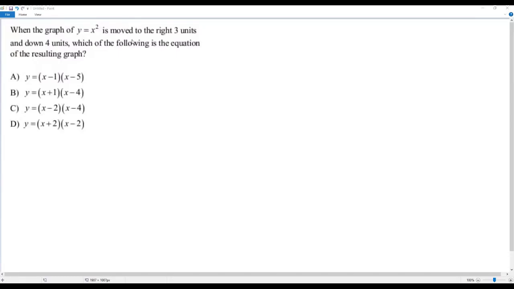Here we have an SAT math problem. Okay, let's go to the question. When the graph of y = x² is moved to the right 3 units and down 4 units, which of the following is the equation of the resulting graph?